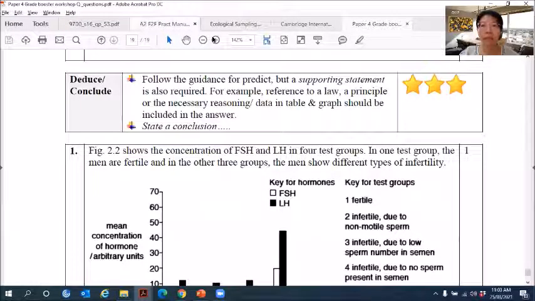Sometimes the question will ask the student to deduce or conclude. That means to follow the guidance in the passage of the question with a supporting statement to conclude something. Usually they will give you some data in a table or a graph. They ask you to look at the data, and from the data of the table and graph, make a conclusion. That means use the data.